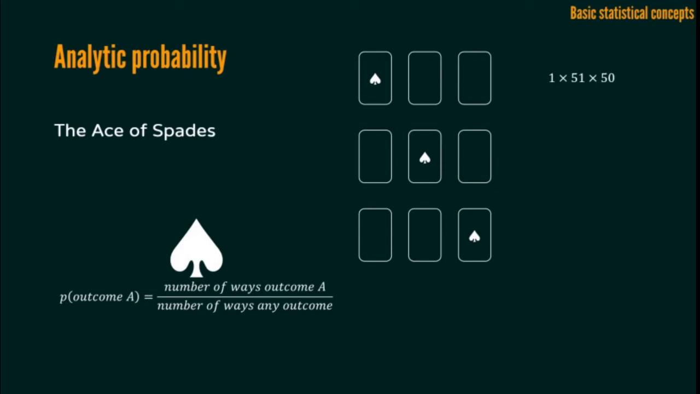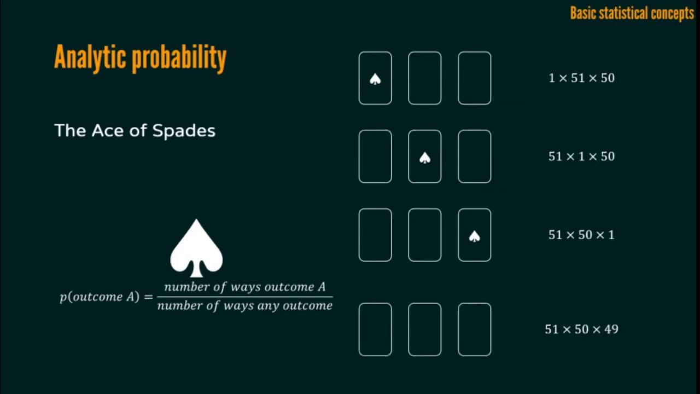We can do the same with the other ways of getting an ace of spades. So if the ace of spades is the middle card, there are 51 ways that we could choose the first card because we can't choose the ace of spades. Then we choose the ace of spades, there's only one way of doing that, and then there are 50 cards left. And we can do the same with a chance of getting no ace of spades.